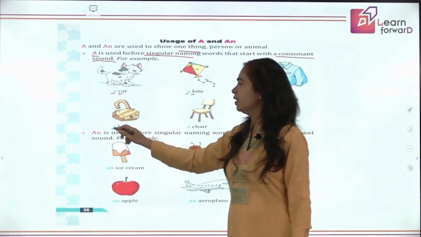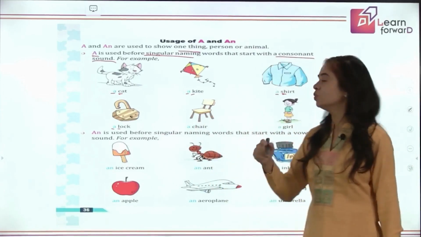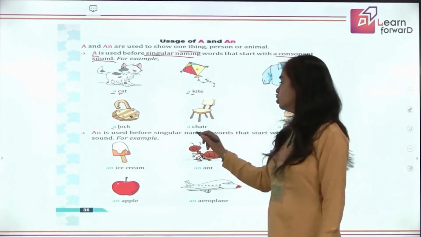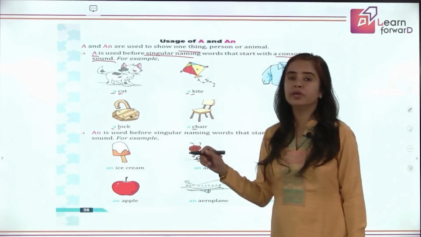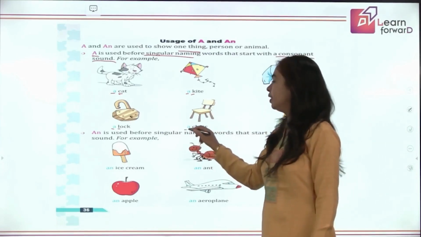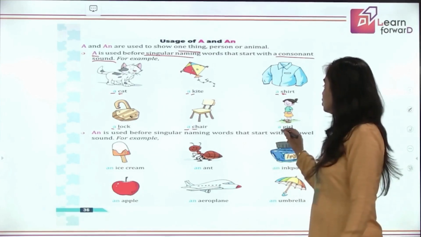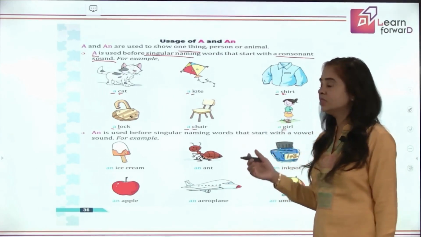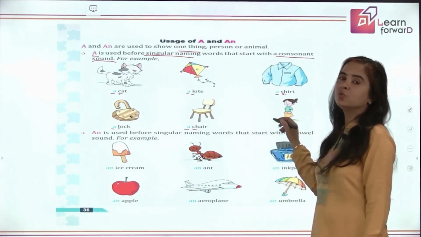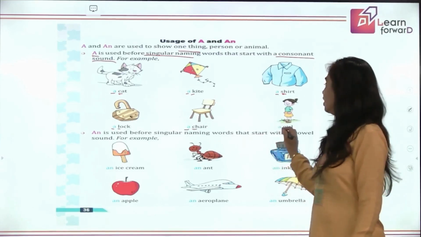Lock, again a consonant sound, and it is one. A chair. So ch is again a consonant sound. It is one, so I'll be writing a here. Next you see is a girl again. So G, that is again a consonant sound, and we have just one girl here. So again a with it.